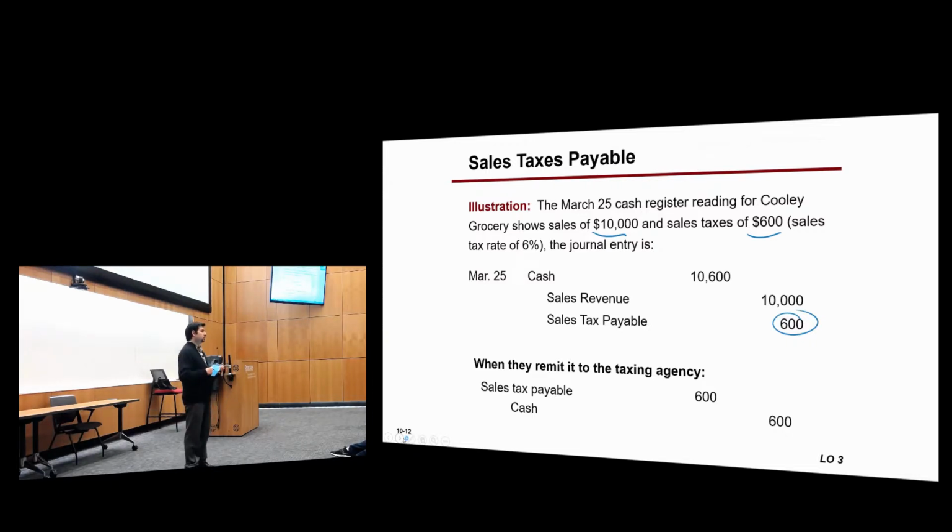Any questions? Yes? So that 600 is basically from, is that like taxes that they made on the sale? You cannot say made on the sale, because it means that they earned it or something like that. This is the tax that was charged to the customer.